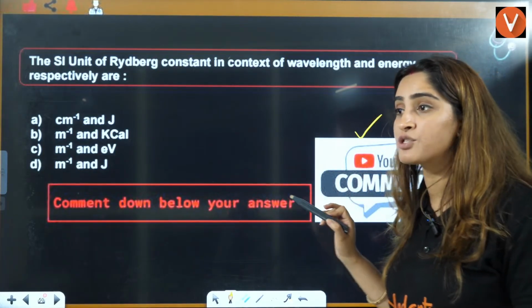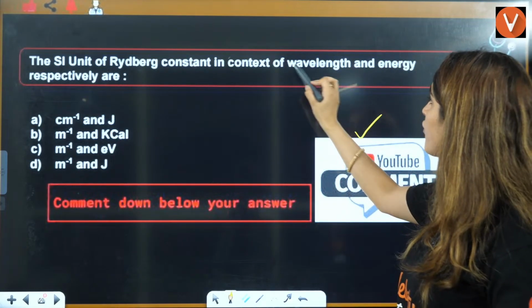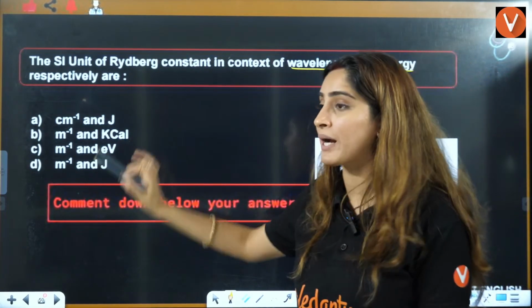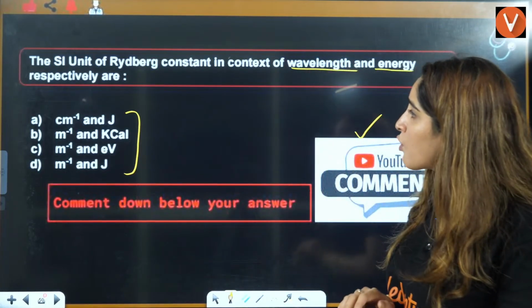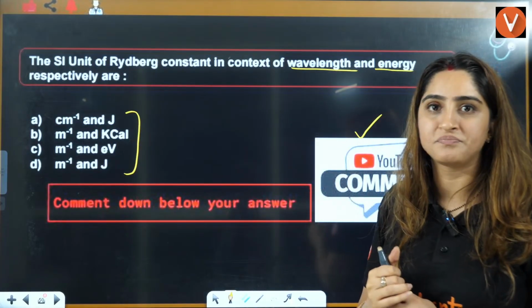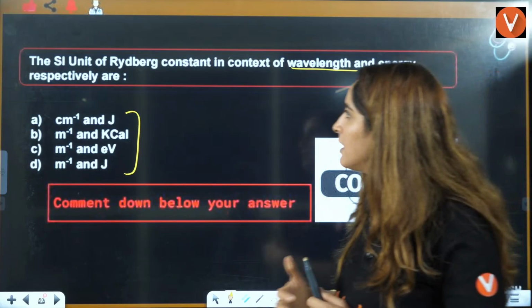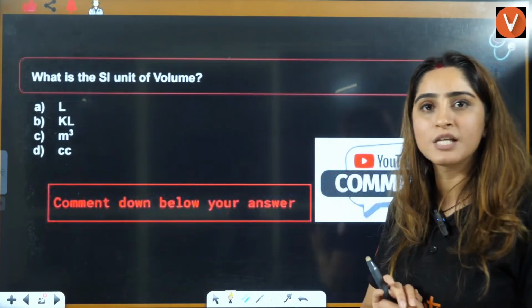And here, students, this is your homework. Everybody take the screenshot of the homework page. The SI unit of Rydberg constant in context of wavelength and energy respectively is what, right? So you have to tell the SI unit of Rydberg constant in context of wavelength and energy. Then what is the SI unit of volume? This you have to answer.